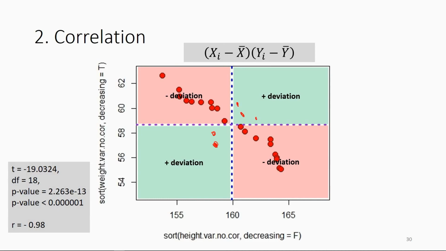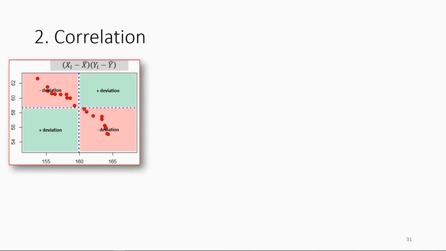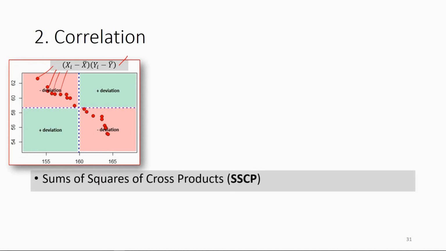After you calculate the deviation for each of the points, this is how you calculate it, for each of the points. Then you have to summarize it. The easy way to summarize the calculation is to sum them up. This is what you call the sum of cross products. So what you need to do is sum them up.